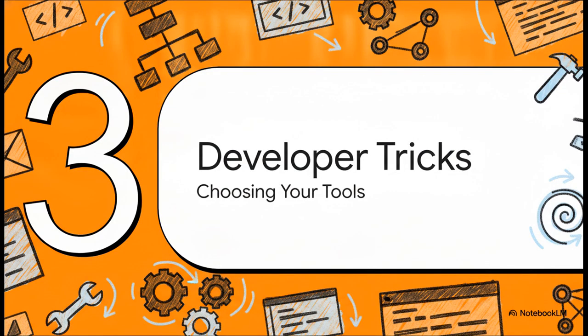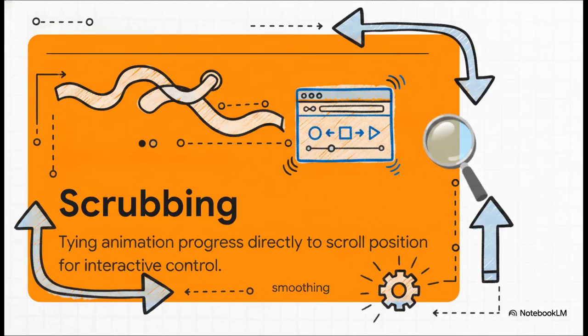Okay, part 3, developer tricks for scrolling, and how to choose the right tools for the job. A foundational developer trick here, especially if you're using an animation library like GSAP, is scrubbing. Instead of just firing an animation the second an element scrolls into view, scrubbing gives your users direct, organic control. They scroll down, the animation moves forward. They scroll up, it reverses. Throw in a slight smoothing value, and it creates a beautifully polished, organic feel.